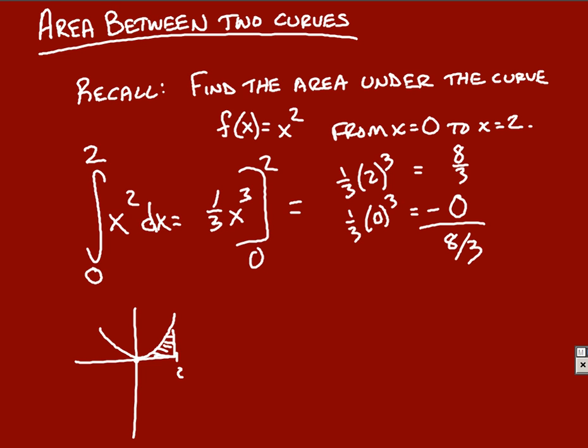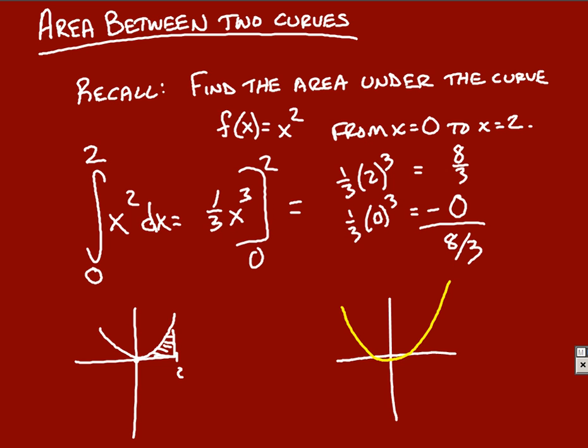Alright, back in the day we talked about finding the area between two curves. Or the area under a curve, I should say. If we wanted to go from 0 to 2, the area under a curve we could do by evaluating an integral like so, and then plugging in the definite numbers 0 and 2, and we would get 8/3 as an answer.